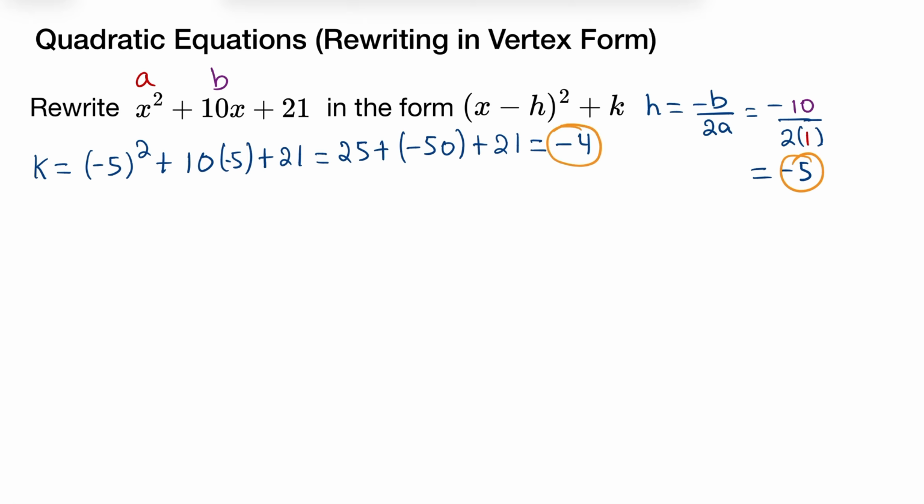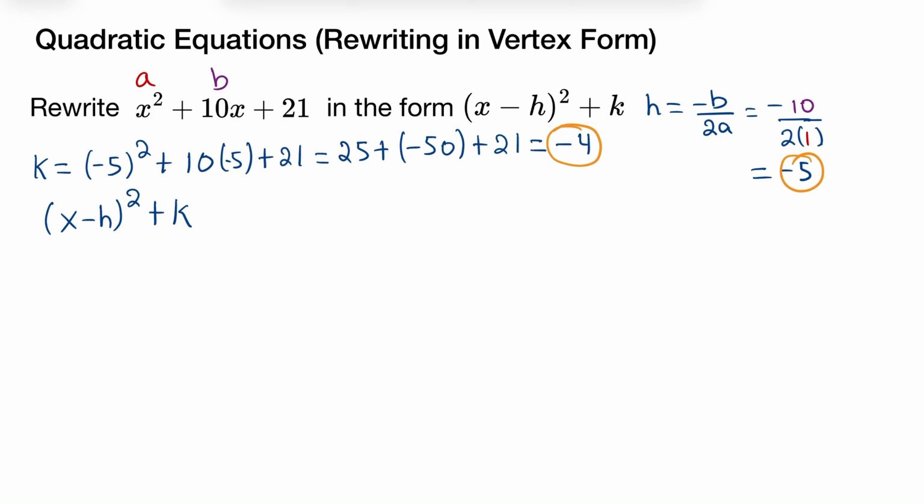And now what we're going to do is write in vertex form. So what do I mean by that? Well, we're going to put h and k into x minus h squared plus k. Let me rewrite that down here. So we have x minus h squared plus k.